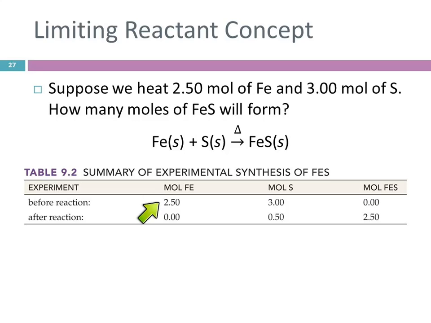Well, how many moles of product will 2.5 moles of iron make? All of these coefficients are 1s. 1 mole of this will make 1 mole of that. So 2.5 moles of that will react to make 2.5 moles of this. That will use up 2.5 moles of the sulfur, but there's some left over. And so at the end, we're going to have half a mole of sulfur left and 2.5 moles of iron sulfide.